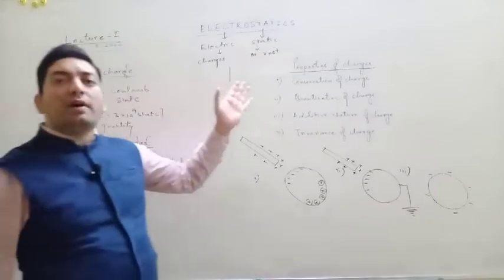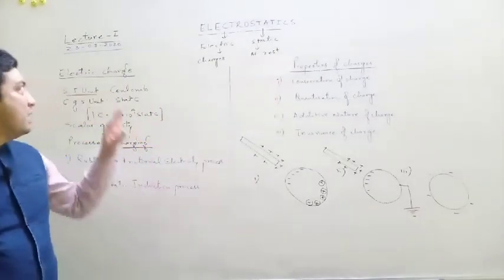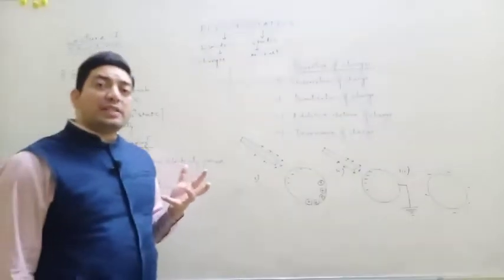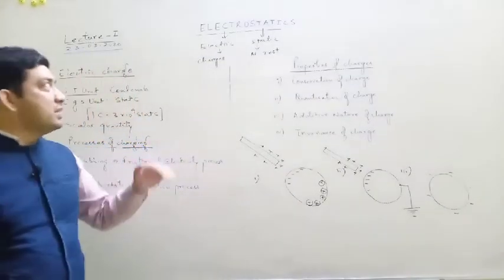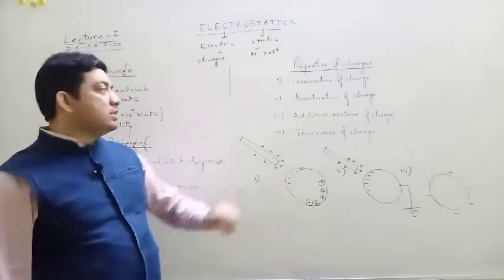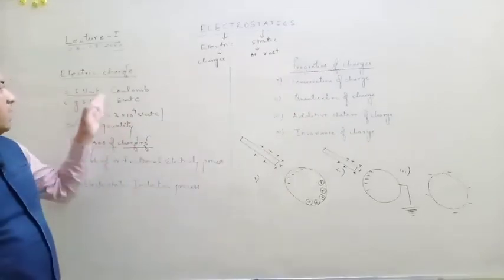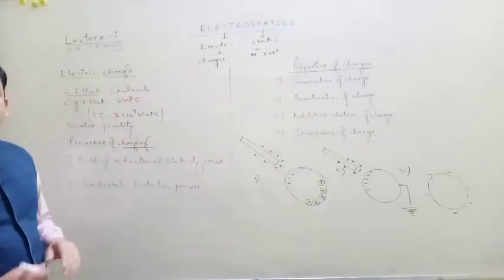So we have started a brand new chapter, electrostatics, in which we have started with what you understand by charge, and when the charges are at rest, it is called electrostatics. This is a scalar quantity having SI unit coulomb, CGS unit stat coulomb.